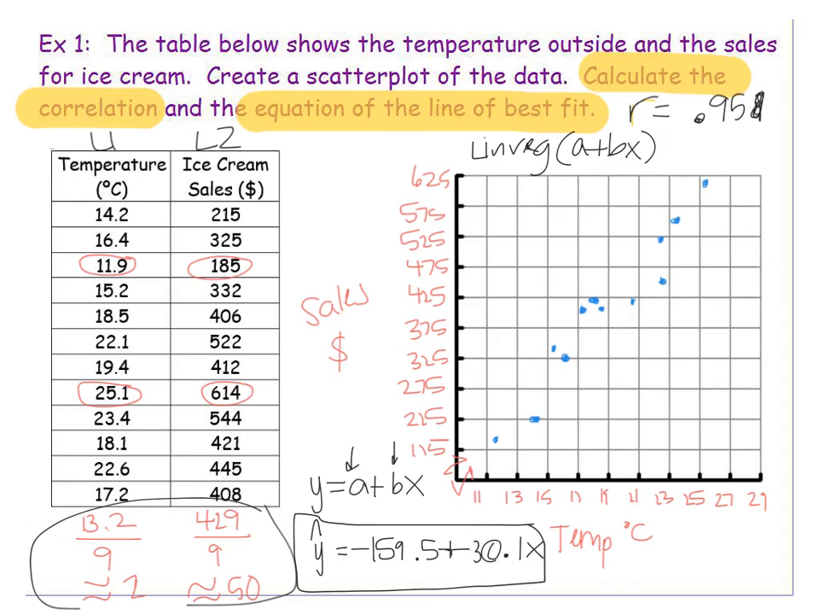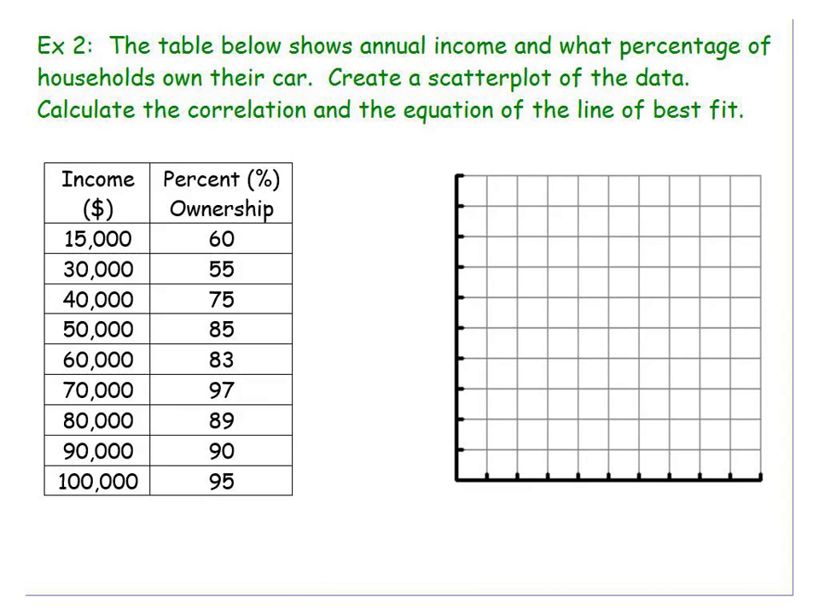So let's try another example together. We haven't seen this one before. This table shows the annual income and what percentage of households own their cars. So first we're going to create a scatter plot. We're going to go ahead and run through the instructions. So our low, it looks like, is 15,000, and it looks like our high is 100,000. And of course that's your x and this is your y.